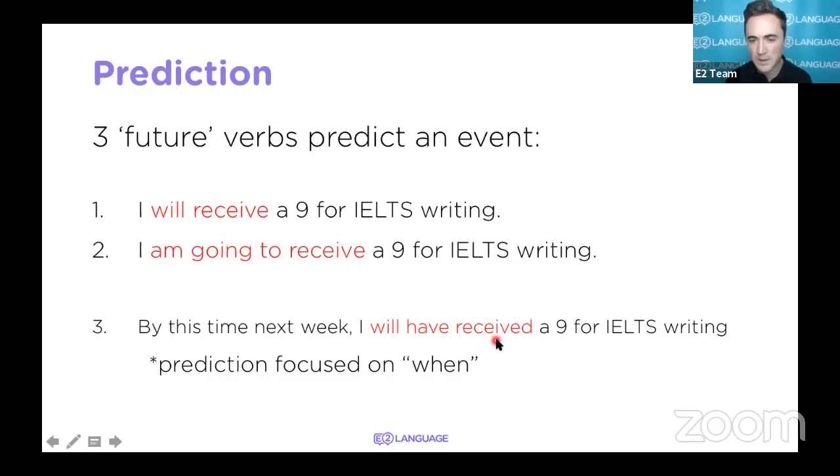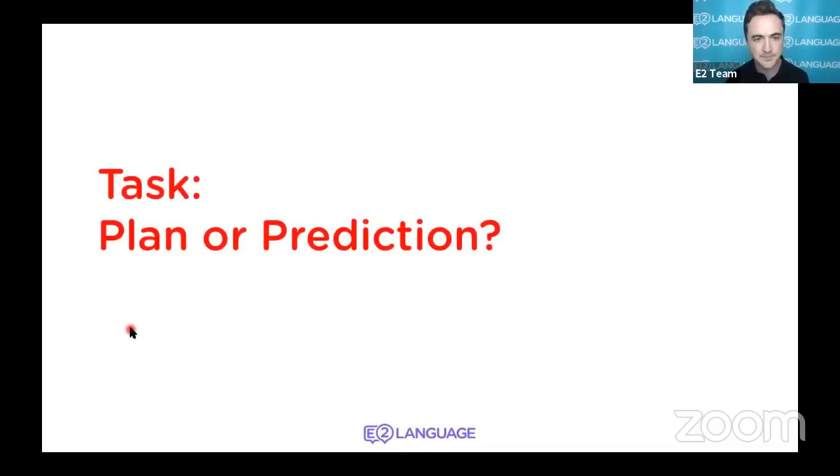And this one, I will have received. This is a very rarely used future verb. I don't want you to worry too much about it. The difference is that when we use I will have received, it's a prediction, but it's focusing on when. For example, by this time next week, I will have received a 9 for IELTS writing. It's a prediction, but it's focusing on that date, on that time, on the when. So we've looked at plan and prediction now.